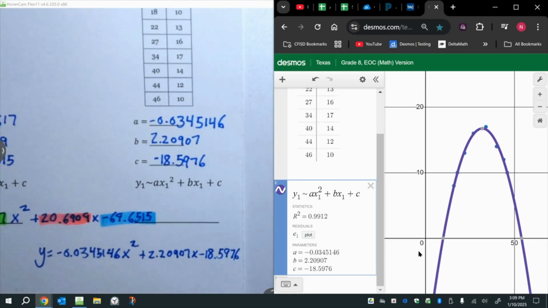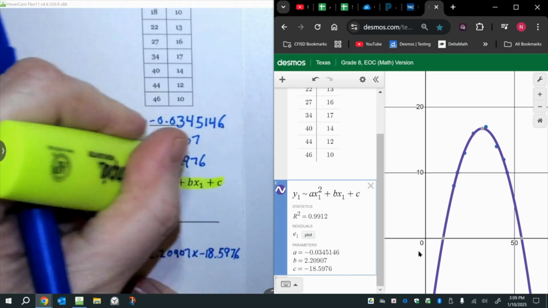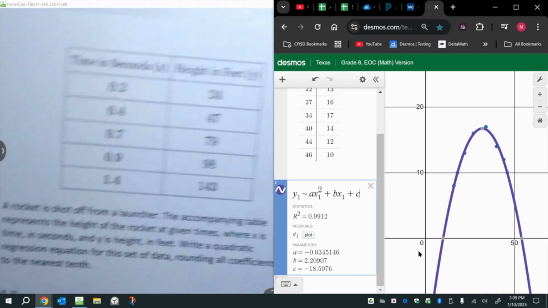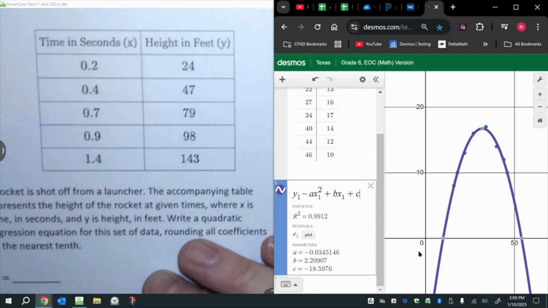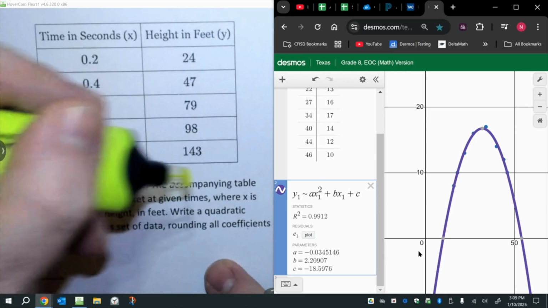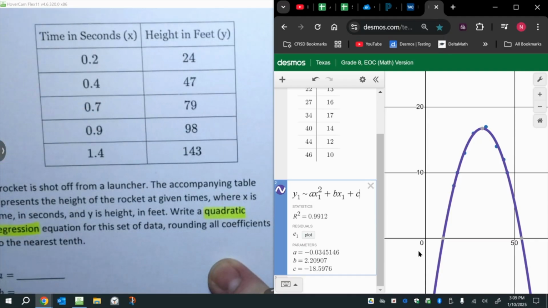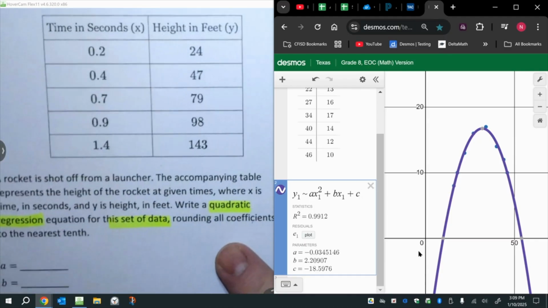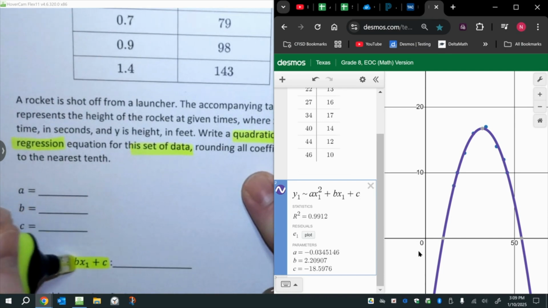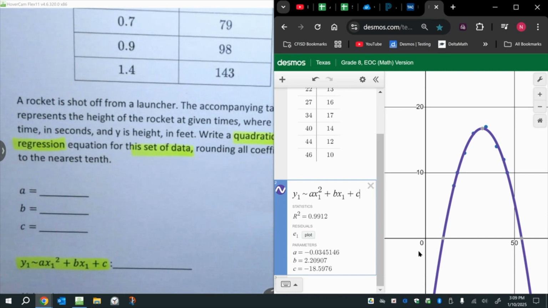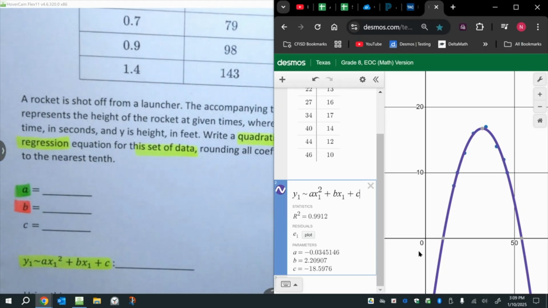We're going to look at an example from a real world scenario. Again, we're going to use our regression formula for this. So it goes like this. We're given some information, and they're going to say, write a quadratic regression for the set of data. So this tells me I need to be using that formula right there. And again, we want to identify our A, B, and C, and write an equation using A, using B, and using C.